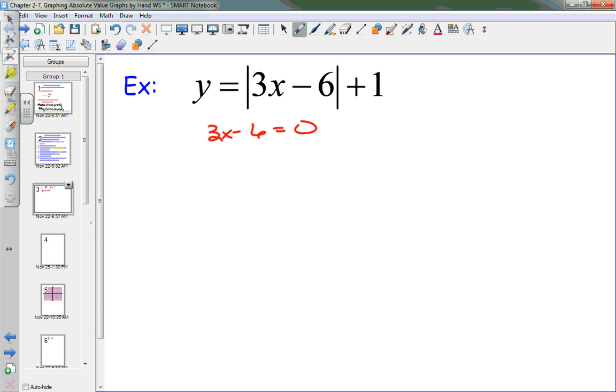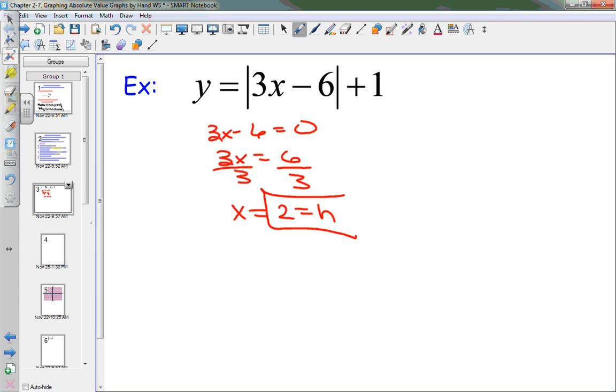So then, what's step 2 say to do? Solve this for x. So what do I do? Add 6 to both sides. So I'm going to have 3x is equal to 6. Divide both sides by 3. And x is equal to 2. Now what is this? This is your h value. So if this is my h value, what do I need to find? I need to find my k value.